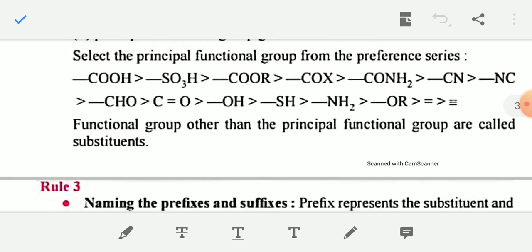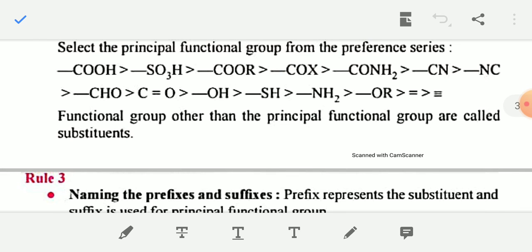And now preference of functional group. Select the principal functional group from the preference series: acid group, then sulfonic acid SO3H, then ester group COOR, then acid halide COX, amide CONH2, then cyanide, then aldehyde CHO, C double bond O ketone, alcohol, thiol, amine, and ether, then double bond, then triple bond. You have to remember this preference order.